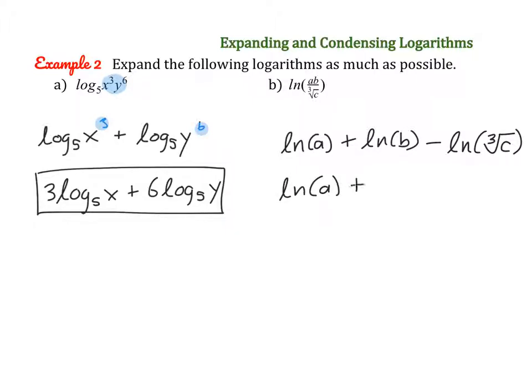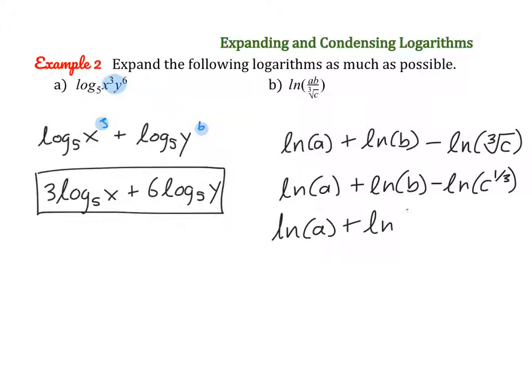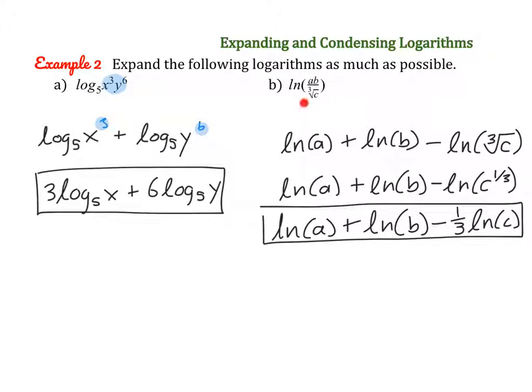Let's rewrite cube root of C like this, C to the 1/3, and then we can move that exponent to the coefficient, meaning we are fully expanded. And there you go. So we were able to expand a single logarithm into 3 separate logarithms.